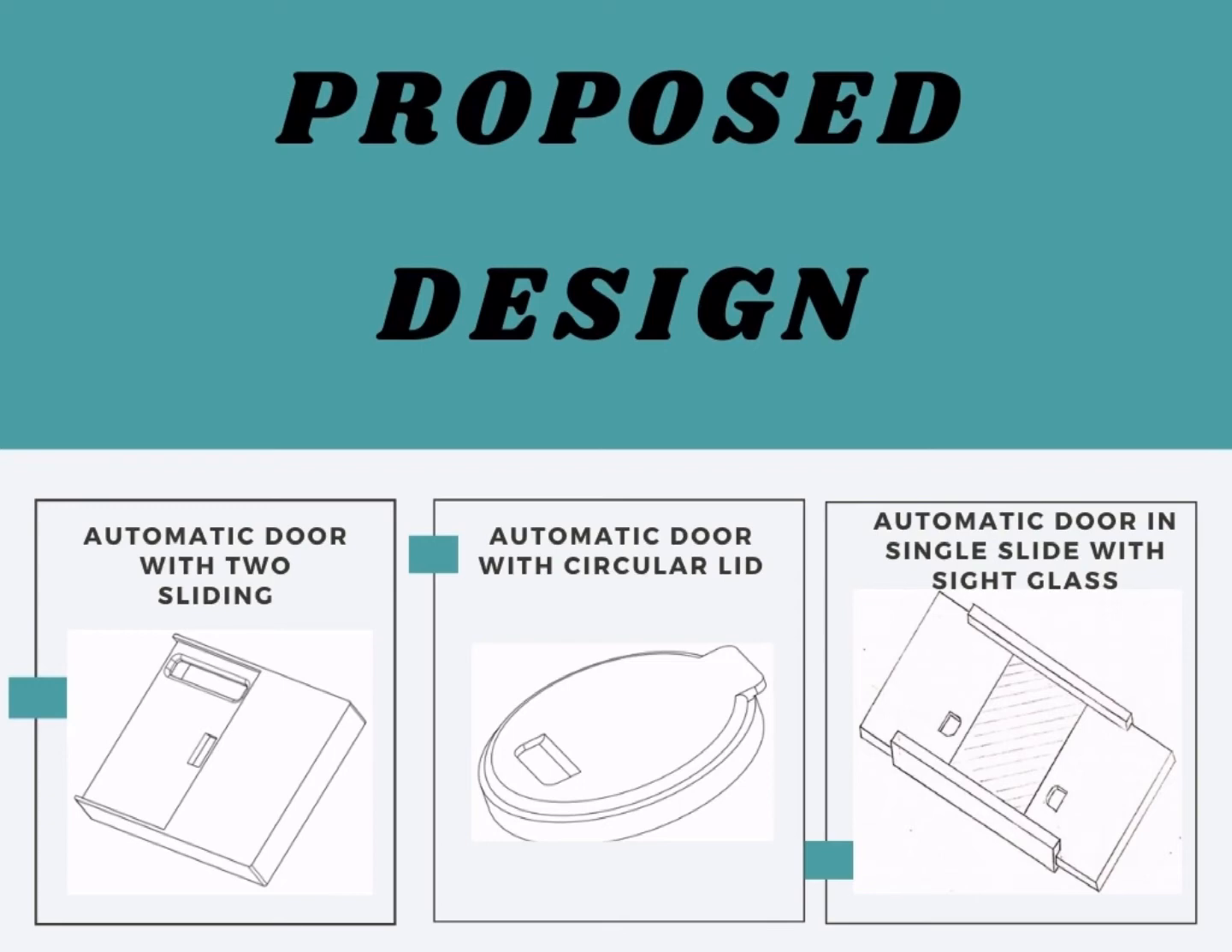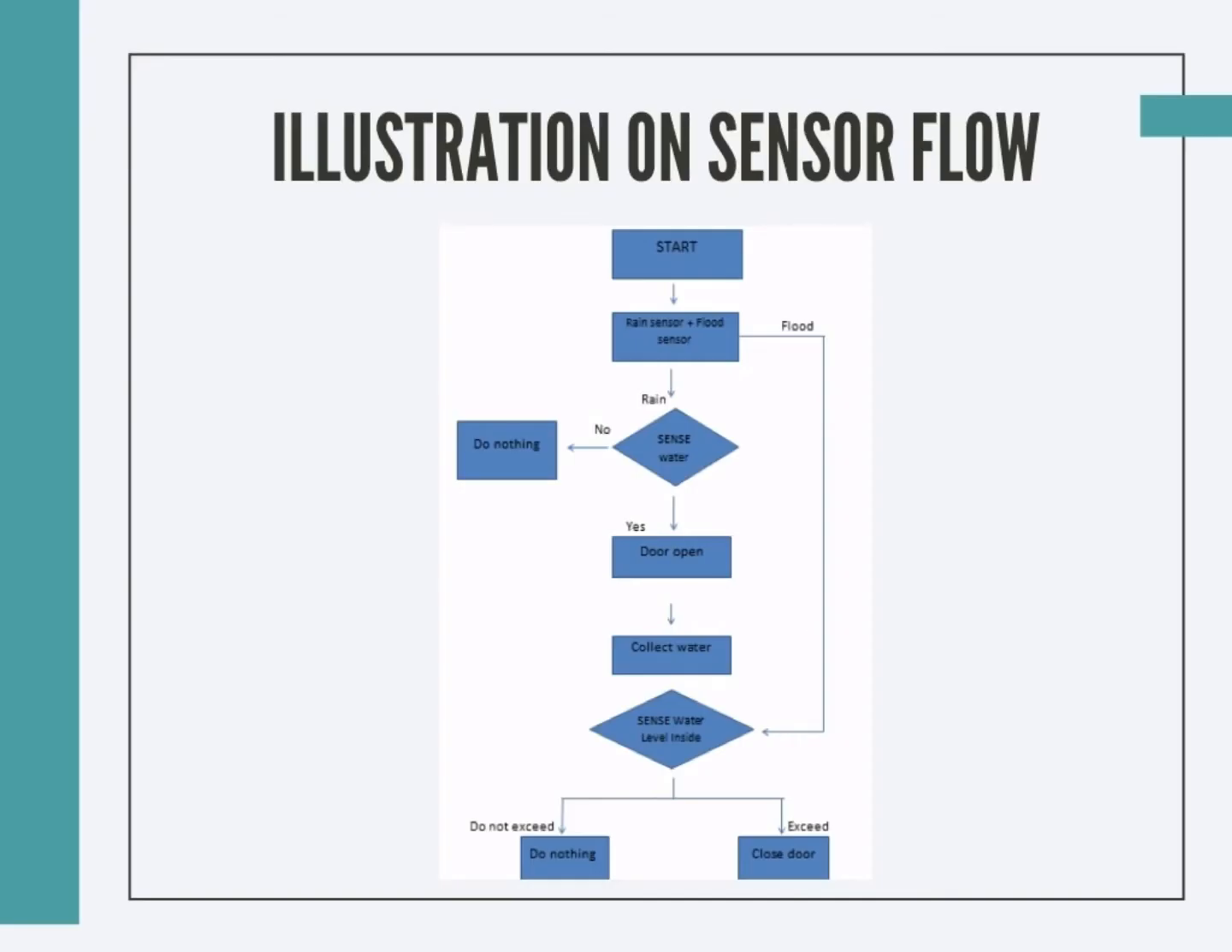And the third one is automatic door in single slide with side glass. In this part, I will show you how the sensor flows. At first, the rain sensor will sense the rain. If it is raining outside, the automatic door will open. And then, the process of collecting water is running.